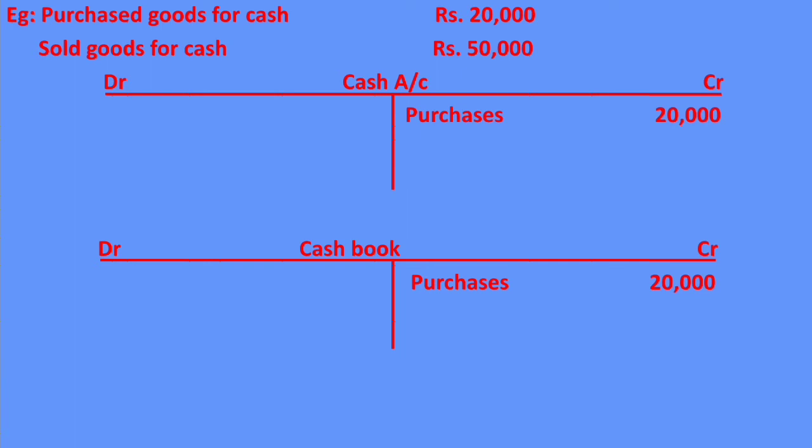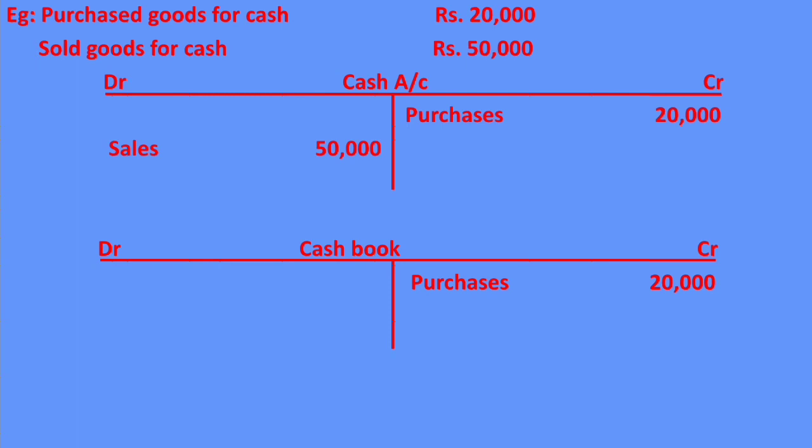Now the second transaction. Sold goods for cash rupees 50,000. Journal entry: cash account debited to sales account. Here the asset increased, that is cash, so we debit cash account, and sales is an income. Here the income also increased, so we credit sales account. Here the cash account is debited, so we post this entry to the debit side of the cash account. Then on the debit side we write sales 50,000.